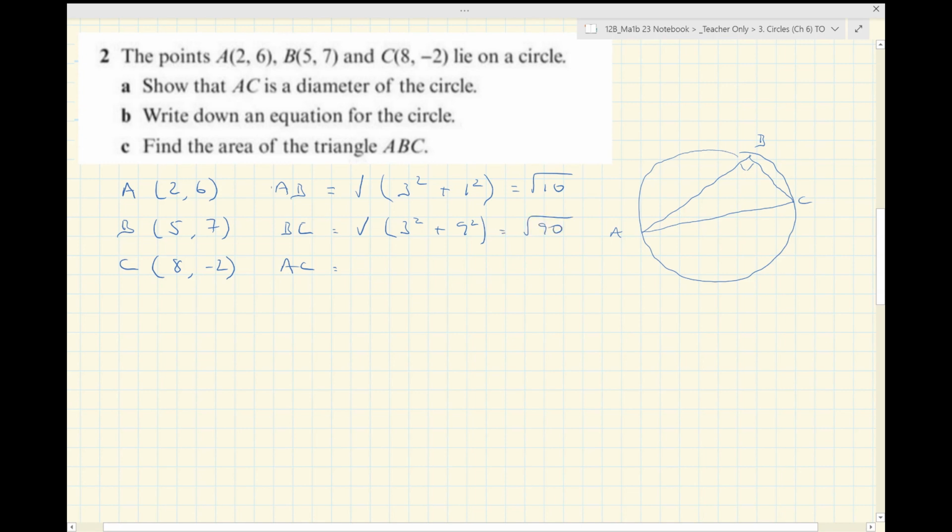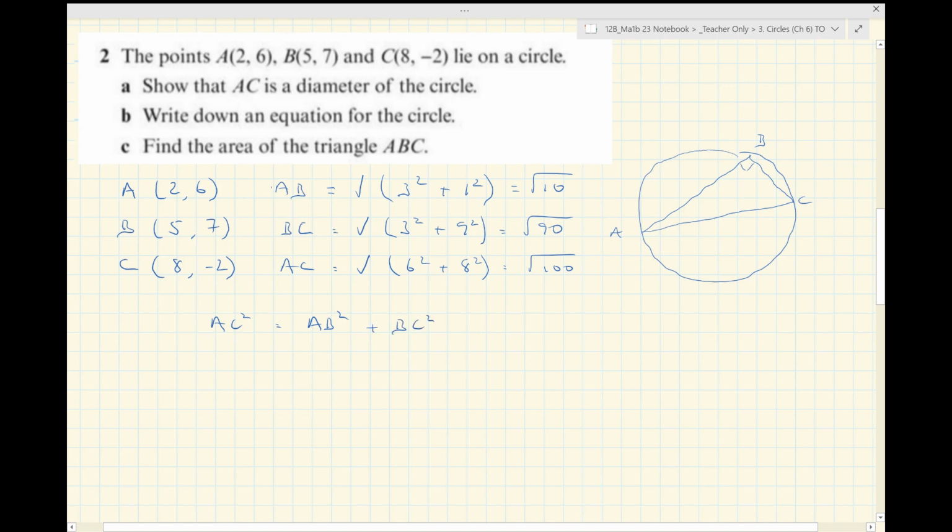Now let's look at AC. The difference in the x coordinates squared, 6 squared, plus the difference in the y coordinates squared, gives me the square root of 100. Do these three side lengths satisfy Pythagoras' theorem? Let's see. Does AC squared equal AB squared plus BC squared?